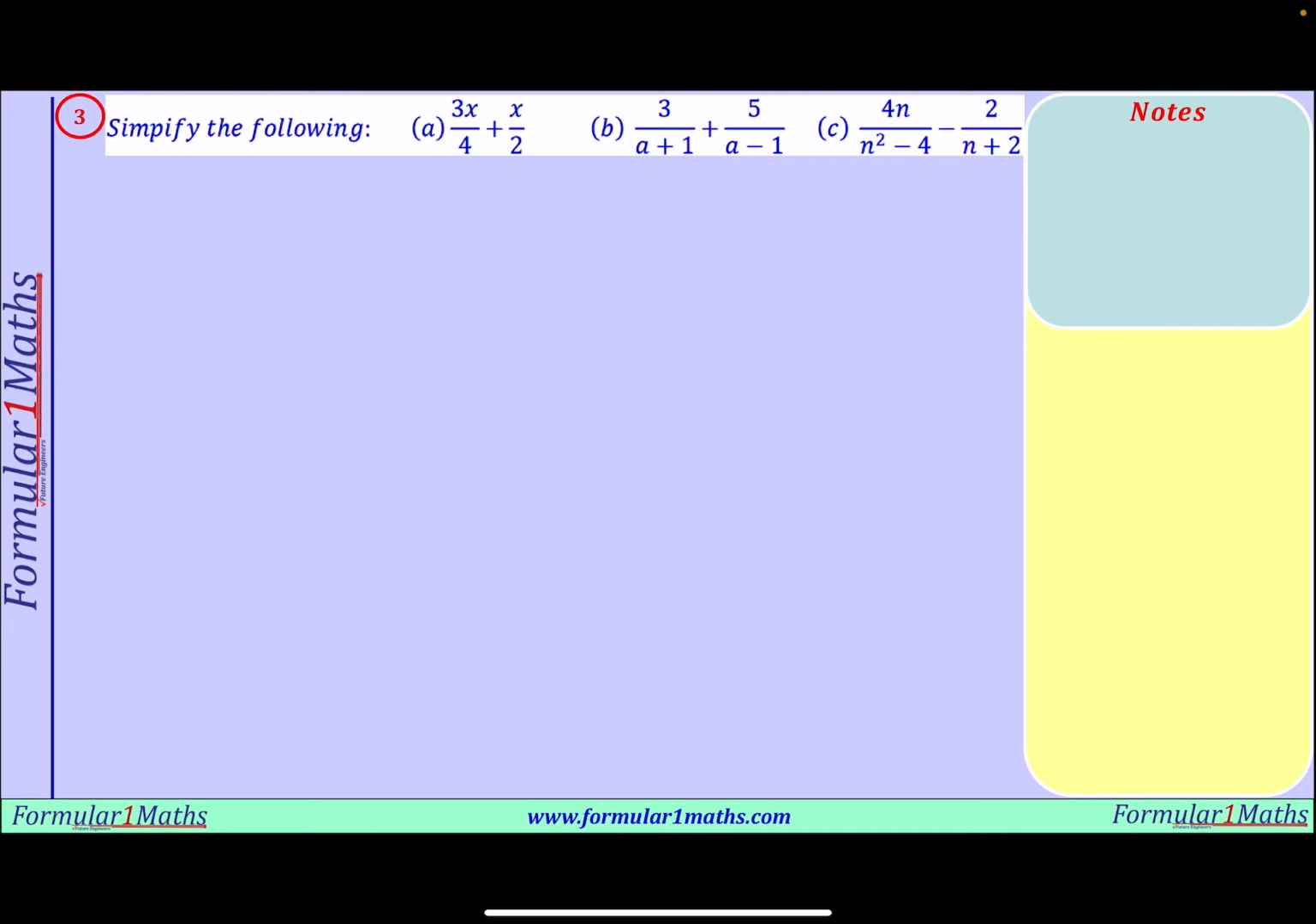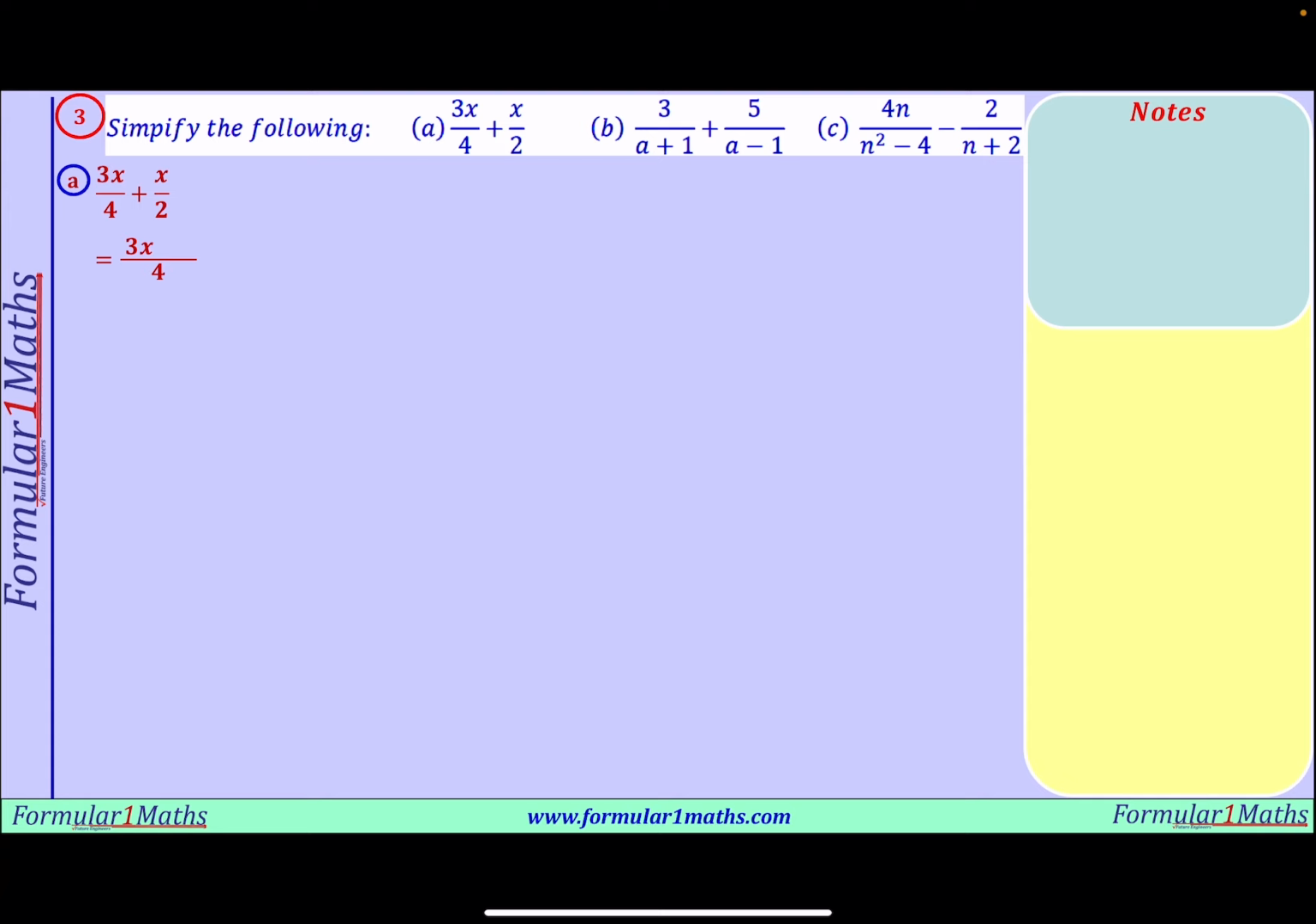Here we've got addition of fractions. So for one, we are going to draw a line like this, then find the LCM of 4 and 2, which is 4. So we put it here like that. How many times will 4 go into 4? And that's 1. 1 times 3x is 3x.